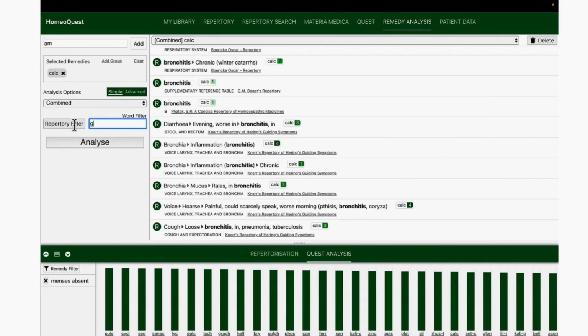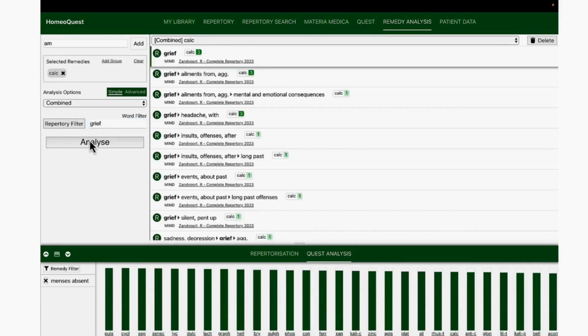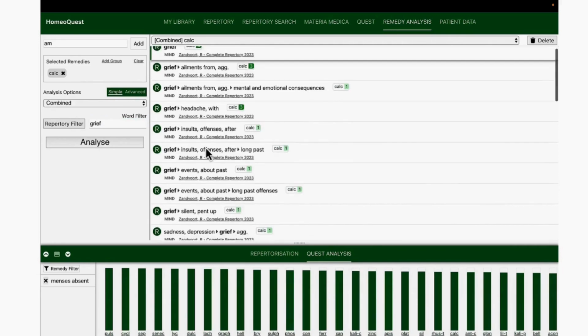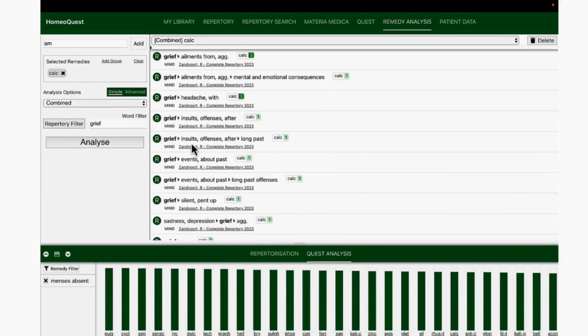Say, for example, grief. Let's see how Calc Carb focuses around grief. Now, mental symptoms are not necessarily constitutional symptoms. This could be somebody who's had some sort of a problem or episode happening in life, and they are grieving. And how can this grief express at stage 2? So what do you see here? You have grief. What sort of grief is that? Some sort of grief from insults, offenses after long past.